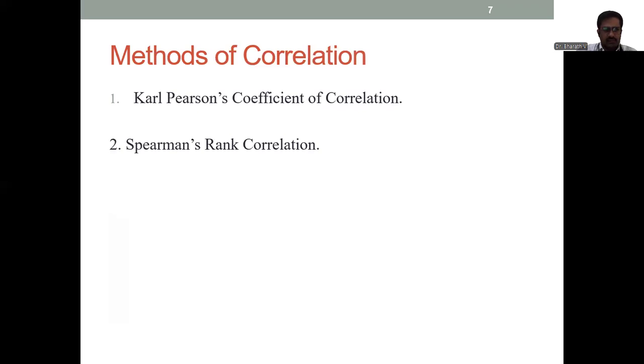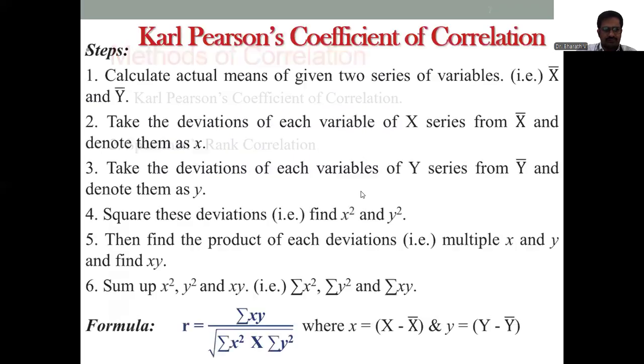So there are two methods of calculating correlation. One is the Pearson coefficient of correlation, and the other is Spearman rank correlation. These are the two important methods to calculate the correlation. So what are the steps to calculate the Karl Pearson coefficient of correlation?